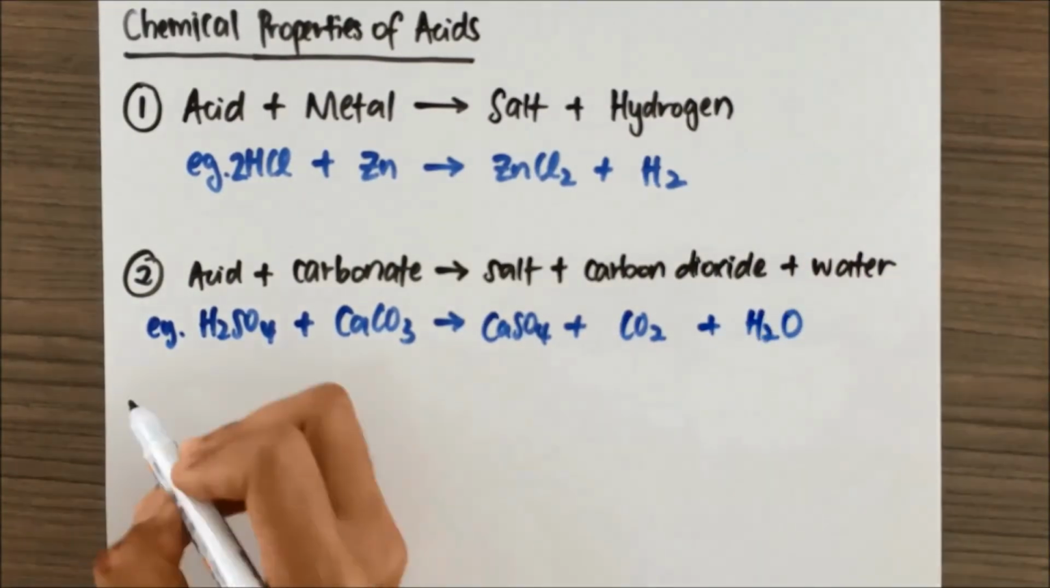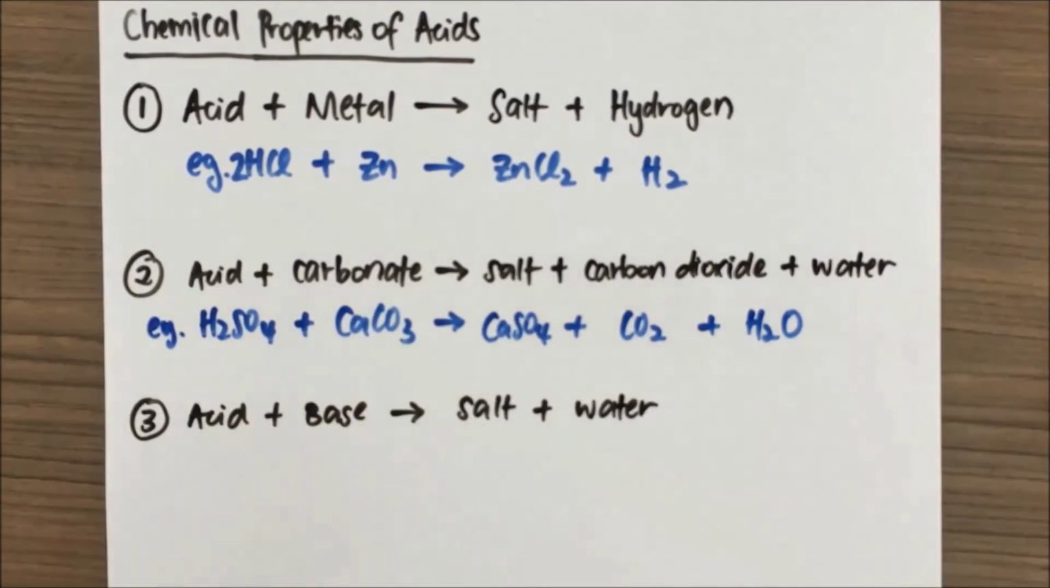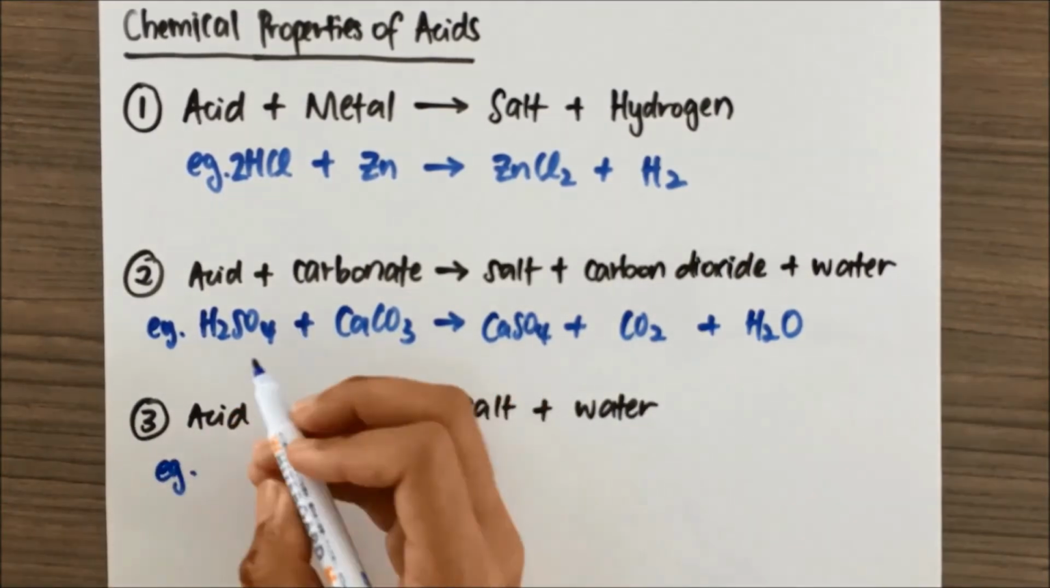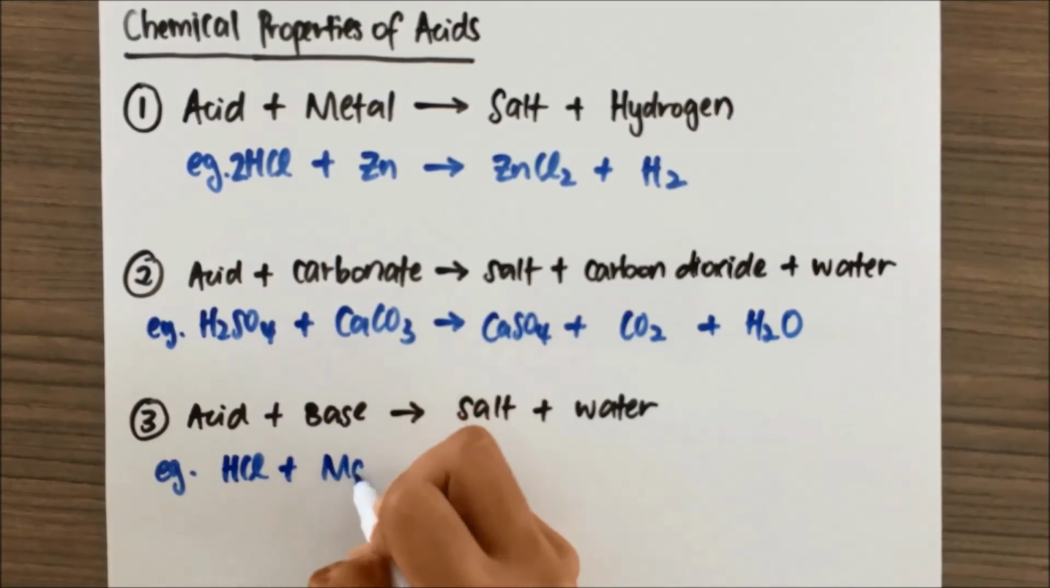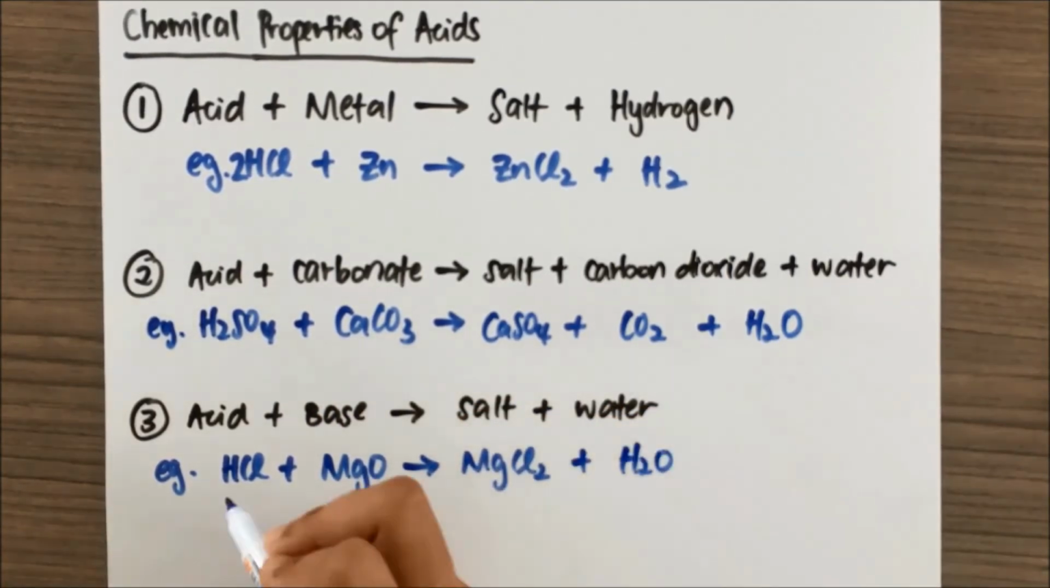The final reaction is acid-base reaction. Acid and base will react to give salt and water. For example, dilute hydrochloric acid will react with magnesium oxide to give magnesium chloride salt and water.